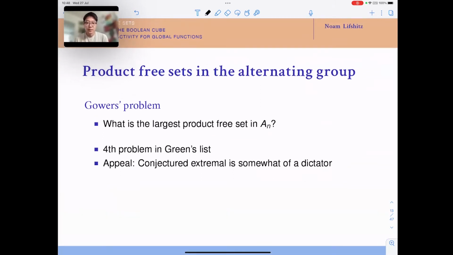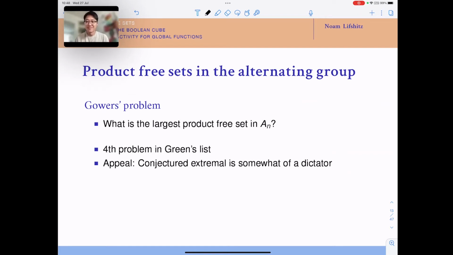Okay, so we solved this problem in the symmetric group. That was easy. And now the next question is what happens if we restrict ourselves to the alternating group and ask for the largest product-free sets in the alternating group. And it also makes a lot of sense from a group theoretic perspective because it's a finite simple group. And Ben Green has a list of 100 favorite open problems, and this is number 4 in that list.